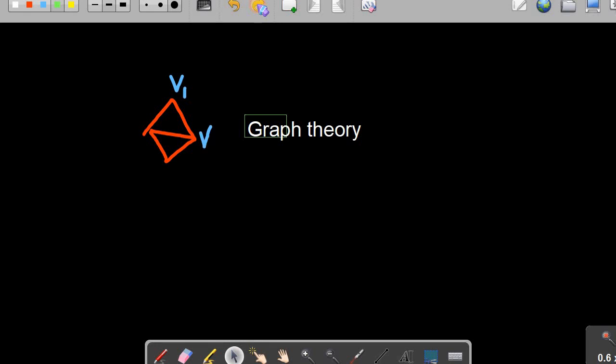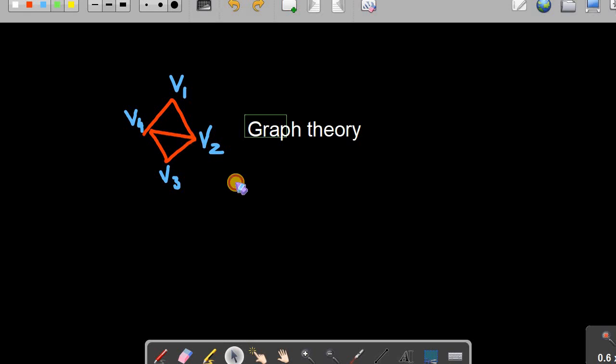What you are seeing on the screen are the vertices V1, V2, V3 and V4 of this picture. These vertices are connected by these lines called edges. So these are called edges. There are 5 edges here. So this is a picture consisting of vertices and edges.